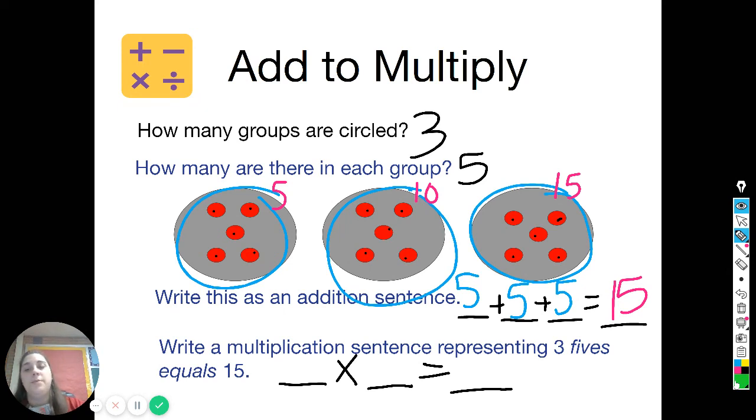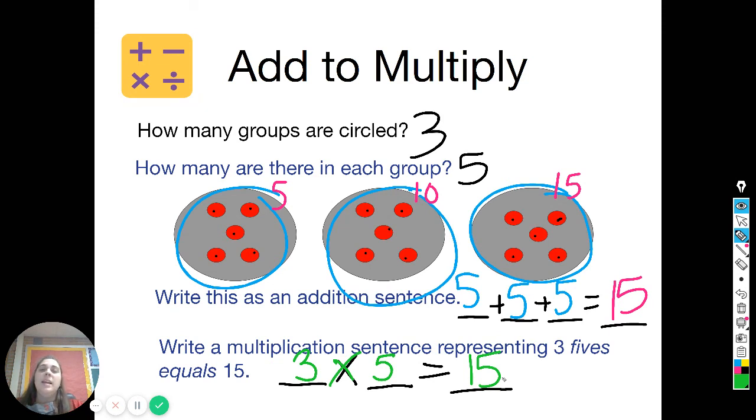Okay, let's go ahead and fill this in. We have 1, 2, 3 groups, which we already put up here. So 3 groups of 5, because there's 5 dots in each group, which we set up here, equals 15, because we skip counted to find that. 3 groups of 5 equals 15.